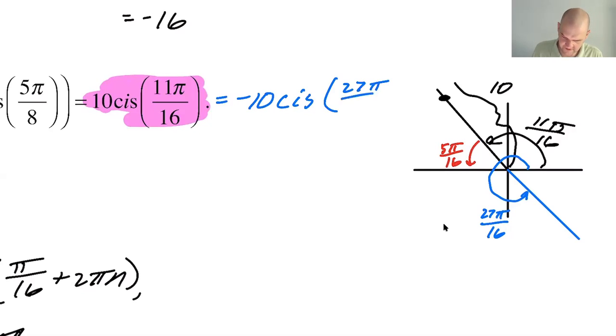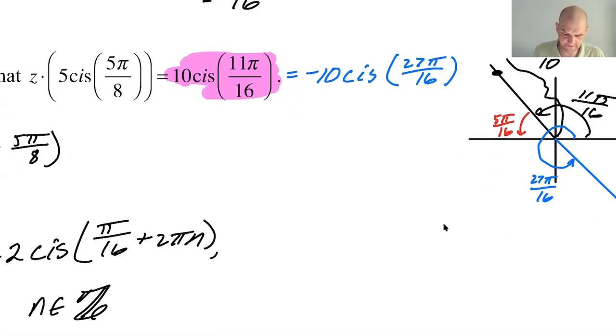But I think this is a conversation that is definitely worth having, is that you can do this. Both of those put you in the same place. So if someone said rotate 11 pi over 16, move 10 out, and someone else said rotate 27 pi over 16, walk backwards 10, you end up in the same exact place. So it turns out we could multiply this by something else and get this. So that's what I'm going to do right now.